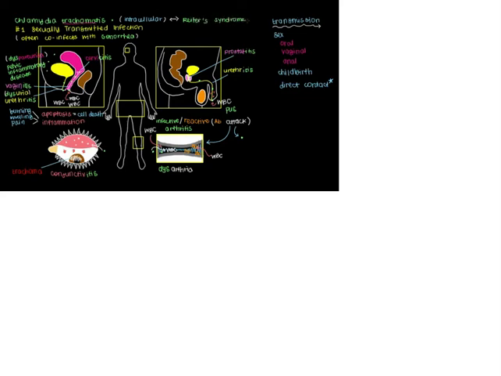Reiter's syndrome can be best remembered by this popular mnemonic: if you have Reiter's syndrome, you can't see because you've got trachoma, like you do here. You can't pee because you have urethritis. And then on top of that, you can't even climb a tree because you've got reactive arthritis.